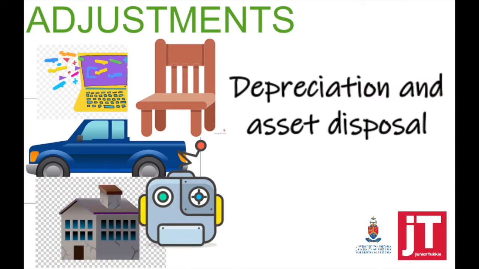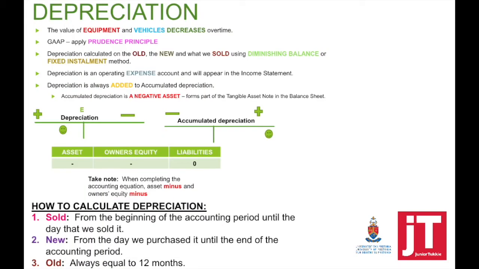We are going to look at adjustments, where the focus is going to be on depreciation and asset disposal. Depreciation is always calculated on equipment and vehicles because the value of equipment and vehicles decreases over time. Depreciation is an expense which will be debited, account credited, accumulated depreciation.